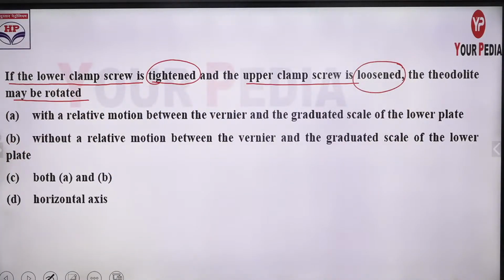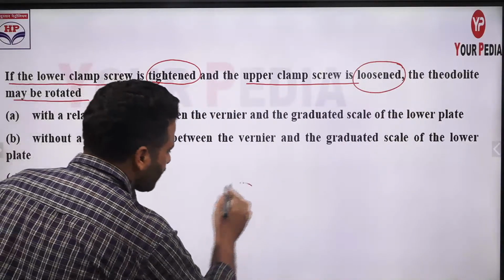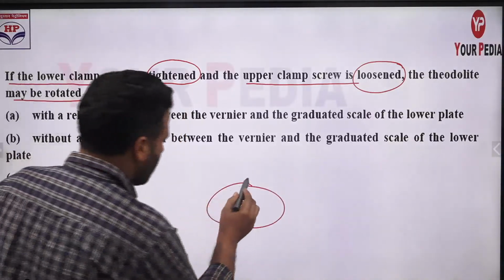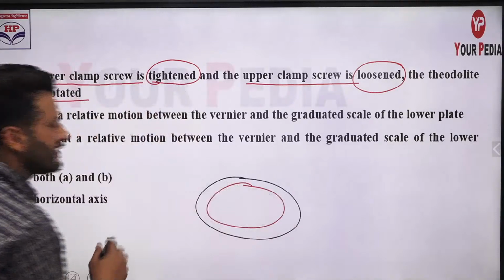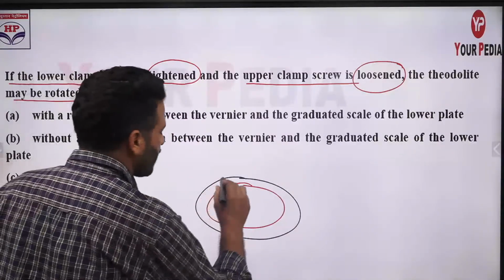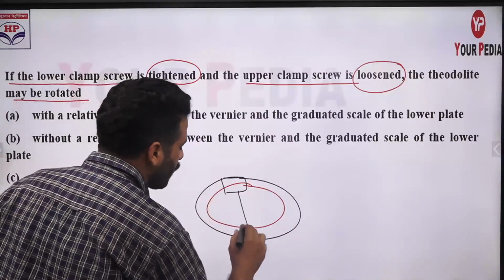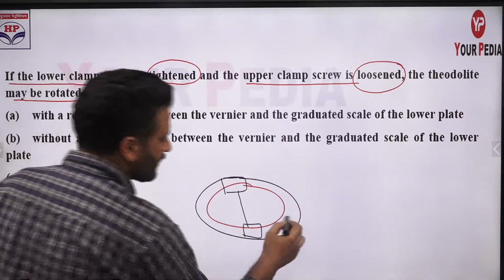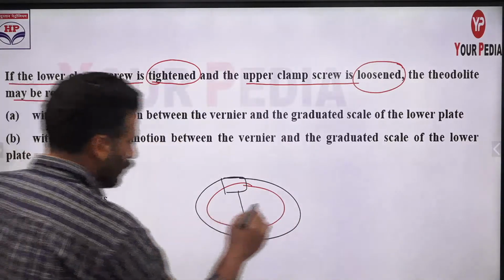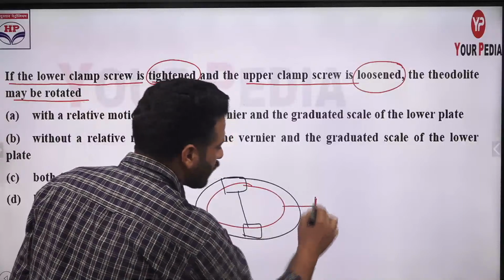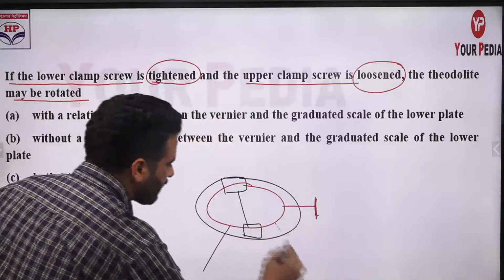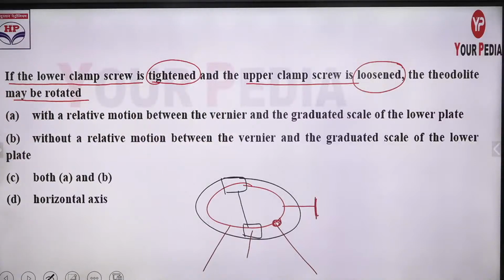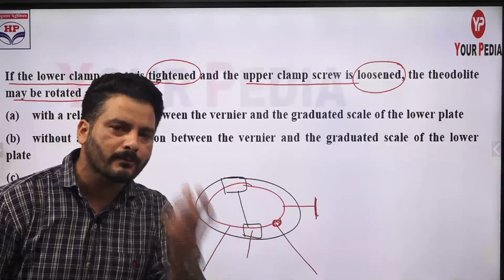So what we have guys, suppose this is your horizontal circle, the bottom circle, and above we have the upper circle, this is also a horizontal circle, and here we have an opening, diametrically opposite we have an opening, so we have a vernier. So have a look. Here we have the lower clamp screw. When you tighten the lower clamp screw, what is happening here? We have the tripod assembly, so it is fixed to the tripod assembly, meaning to say that the lower plate will not move.